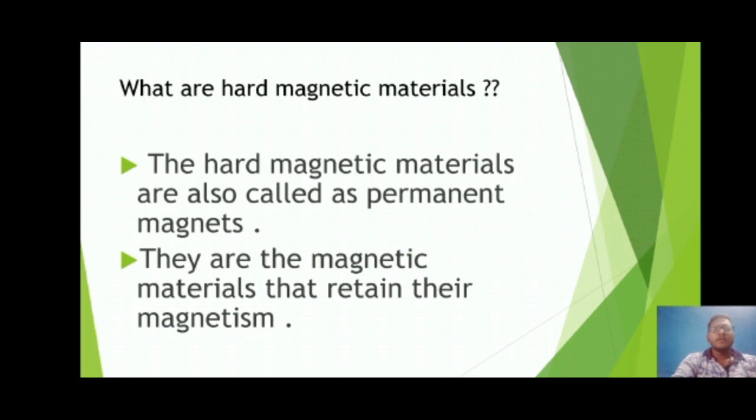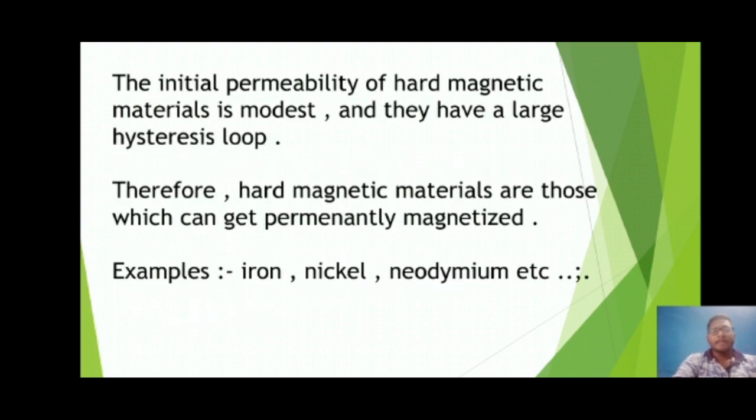So first of all, we learn about what are hard magnetic materials. The hard magnetic materials are also known as permanent magnets. They are the magnetic materials that can retain their magnetism. The initial permeability of hard magnetic materials is modest and they have a higher hysteresis loop. Therefore, hard magnetic materials are those which can get permanently magnetized. Examples: iron, nickel, neodymium, etc.